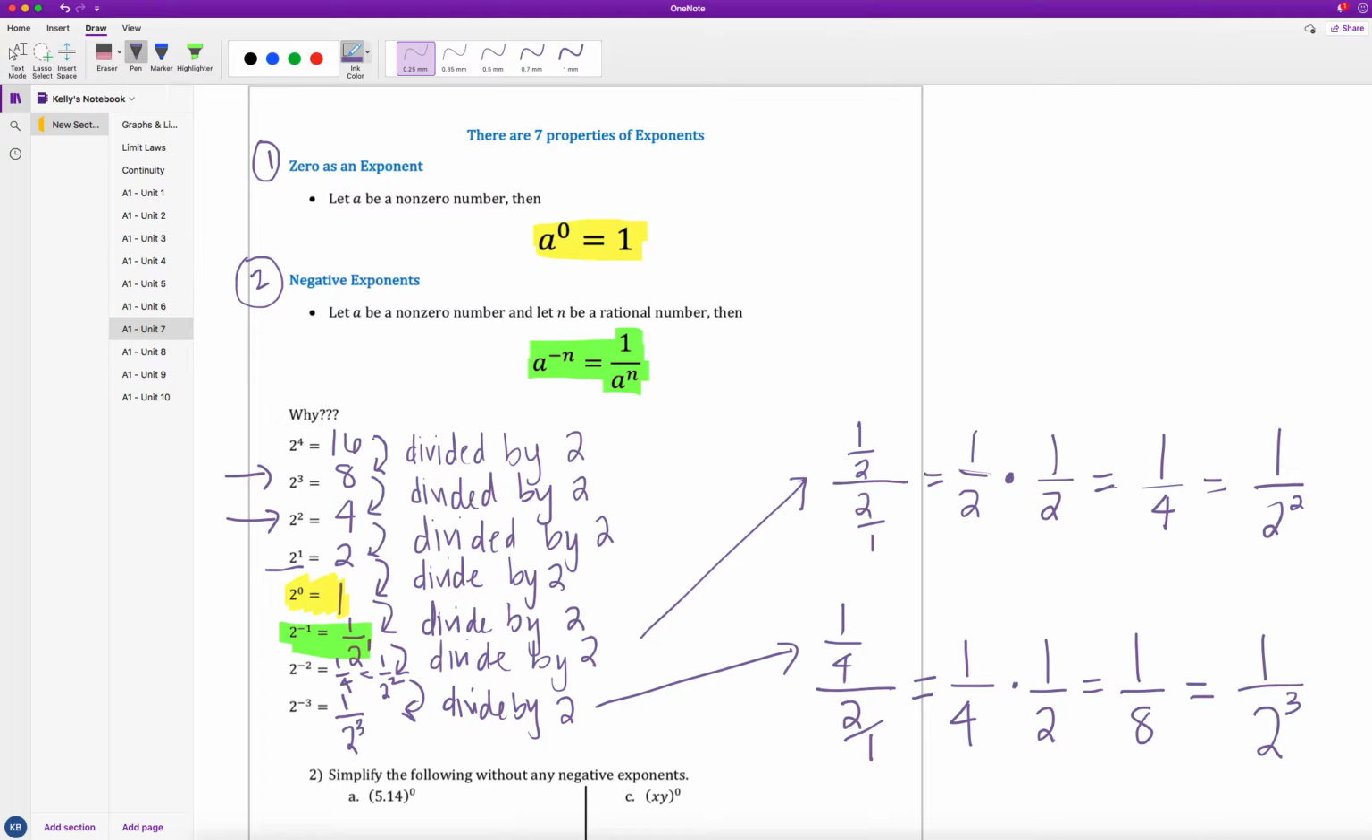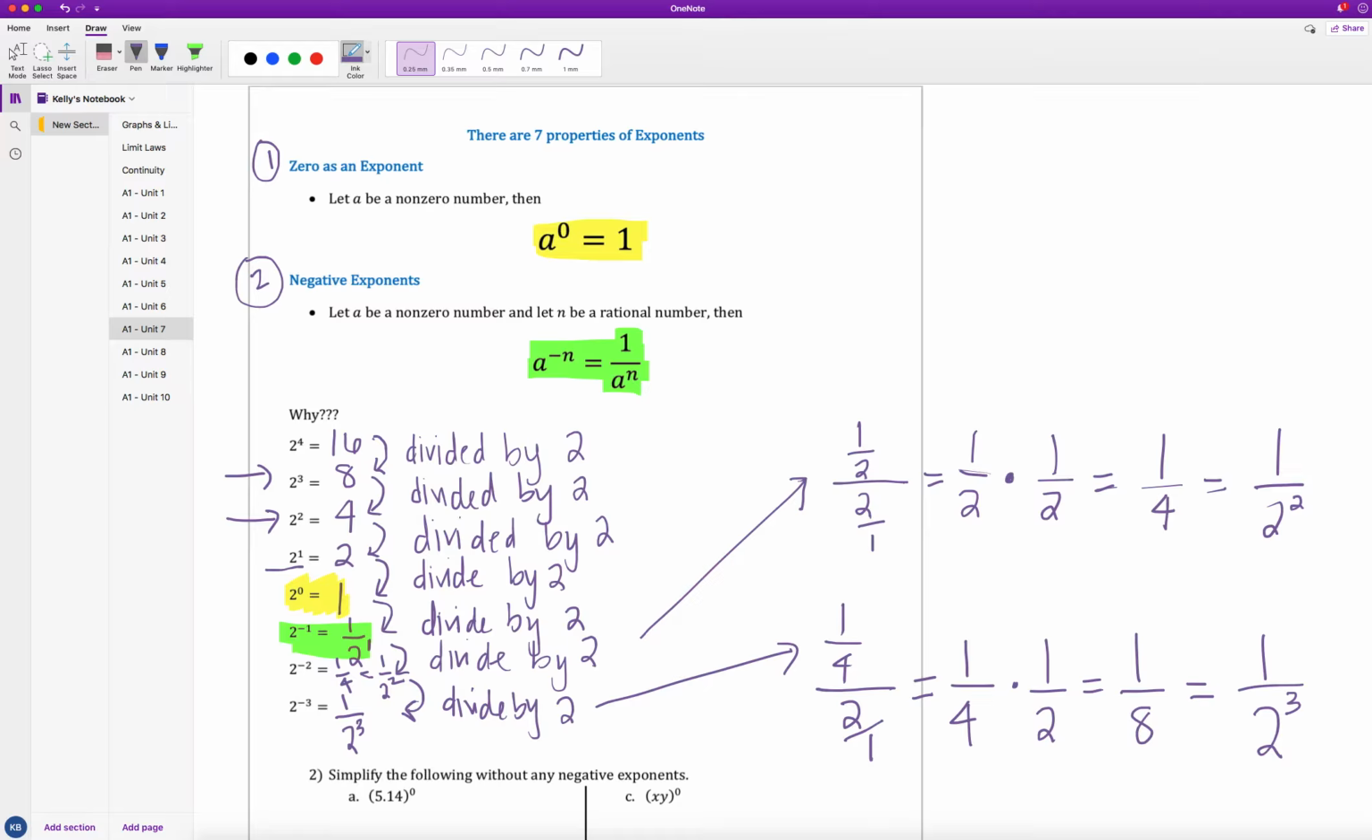And we could also do this with a different base. So this does not just hold true if it's base 2. I could do this with base 3, base 4, 5, 6, 7, etc. I can do this for any base where my base is a non-zero number. Okay, so those are our first two properties of exponents.